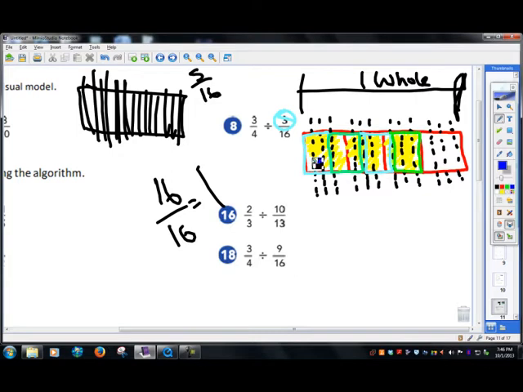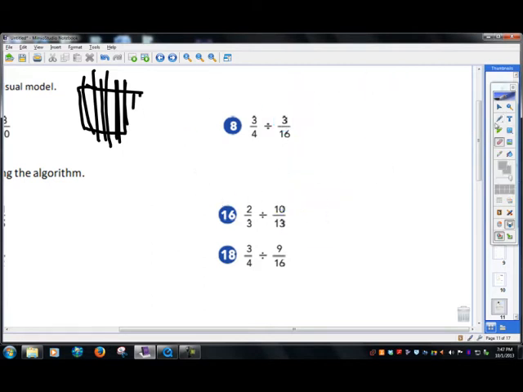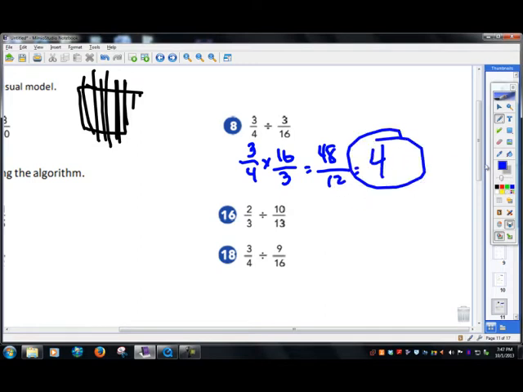I was looking for groups of 3. I had one group there, one group there, one group there, and one group there. I can't worry about this over here because it's not there. We only had 3/4 to begin with. So how many whole groups do I have? 1, 2, 3, and 4. The answer is 4. If I use the algorithm, 3/4 times 16 over 3 is 48 over 12, which means 48 divided by 12, which is 4.